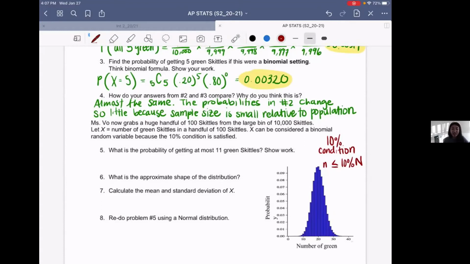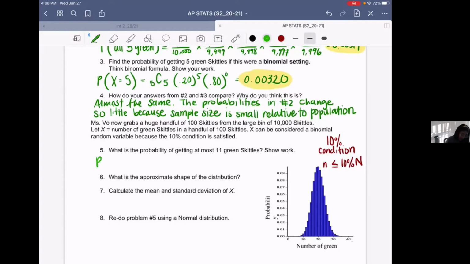So notice that if we did 10% of 10,000, we still get less than our sample size. So that means that we can use binomial formulas for this in order to help us solve any probability problems that this problem has to deal with. So part 5 says, what is the probability of getting at most 11 green Skittles. Show your work. So this is what I'm going to do here.